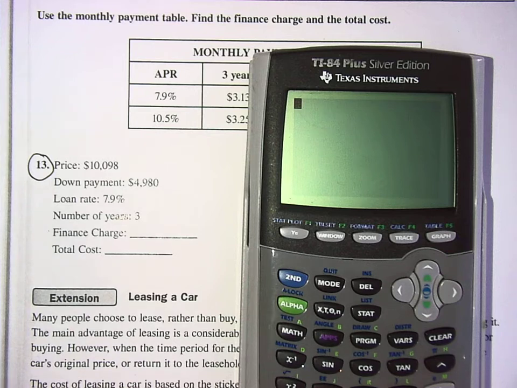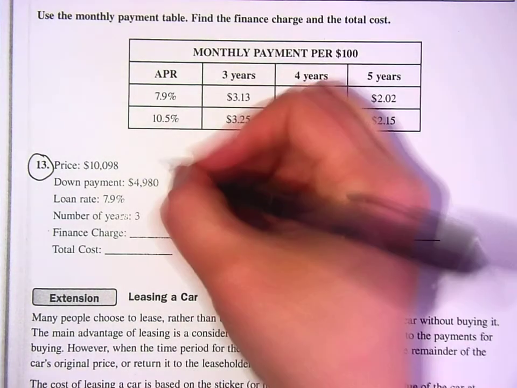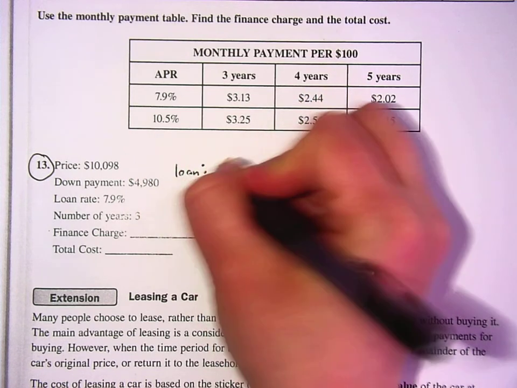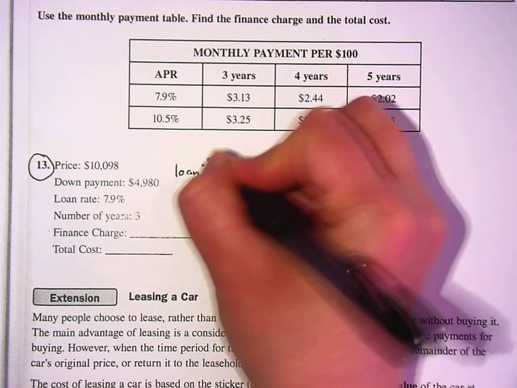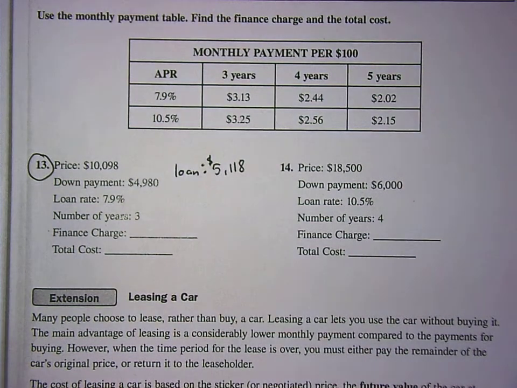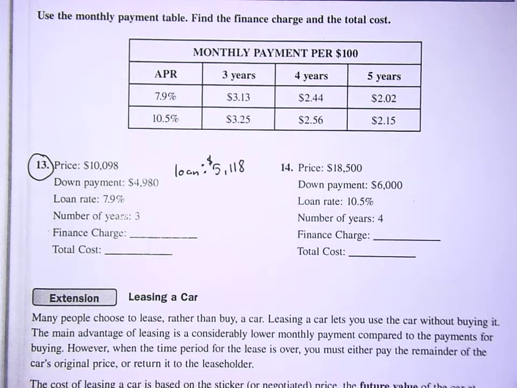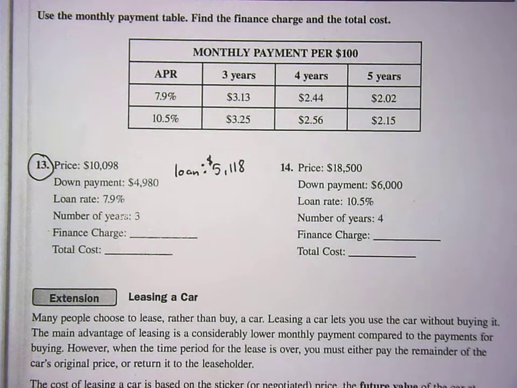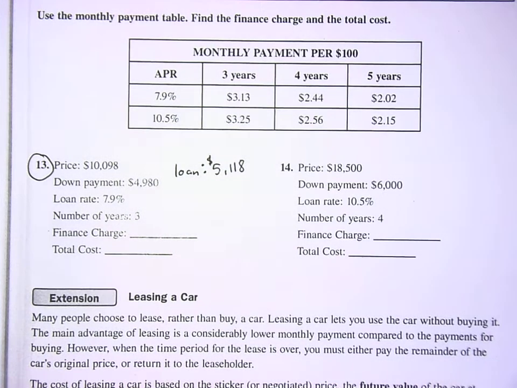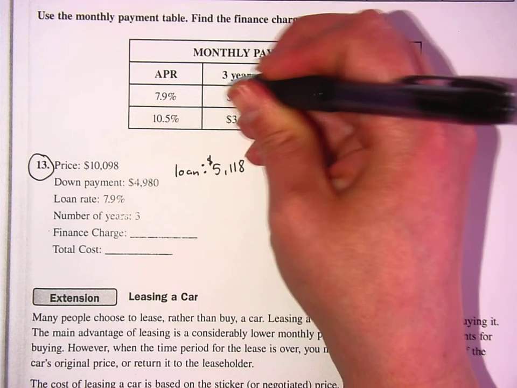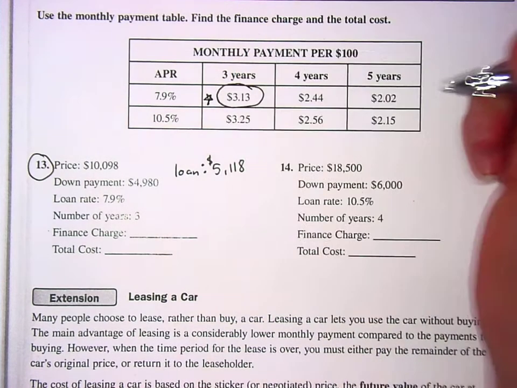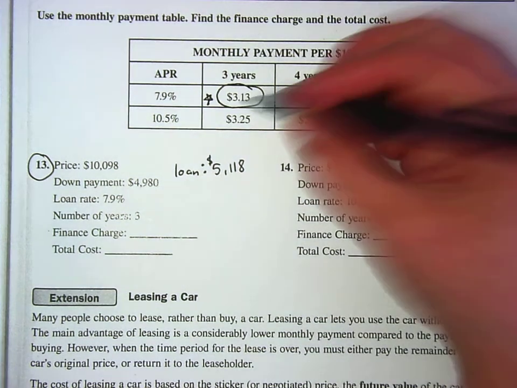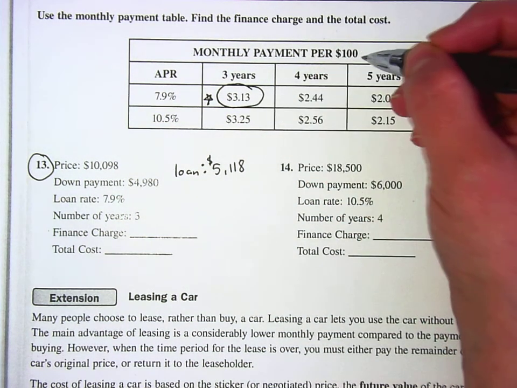Grace? The price minus the down payment. The price minus the down payment. So we need a loan for $5,118. Guys agree with me so far? Now the loan rate is 7.9%, pretty high, actually really high, for 3 years. So now I'm looking here. 7.9%, and it's $3.13 per $100 I want the loan for.